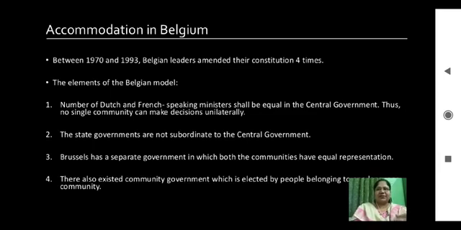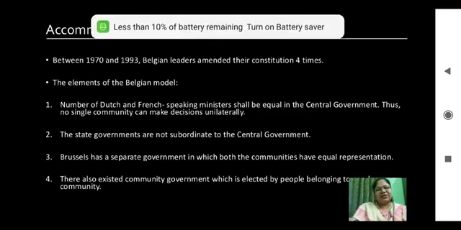Thirdly, Brussels, the capital city of the country, had a peculiar problem. The conflicting situation was much more significant in Brussels, because the situation was flipped and the French were rich and powerful there, wielding most of the power and enjoying a better economic status. So Brussels had a separate government in which both communities again had the same number of representatives. If there are 10 members from the Dutch speaking community, there are 10 members from the French speaking community as well.